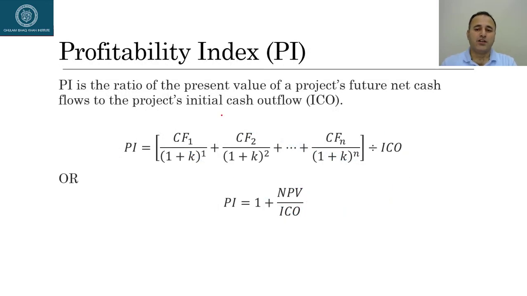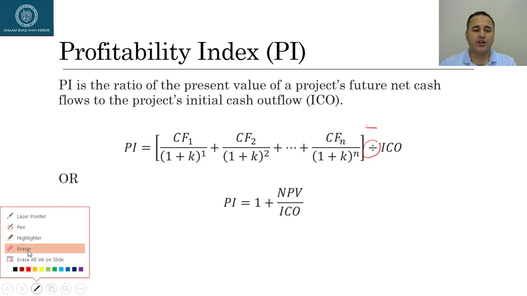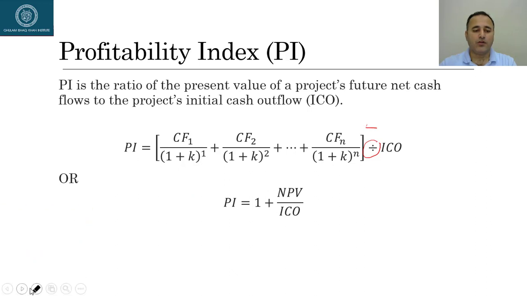Profitability index. So if you remember, for NPV, what we did, we subtracted the initial cash investment. But here in profitability index, what we are doing, we are actually dividing the net present value of all cash inflows by initial cash outlay. And it will give me a ratio. And I'll tell you in a moment why this ratio is important.